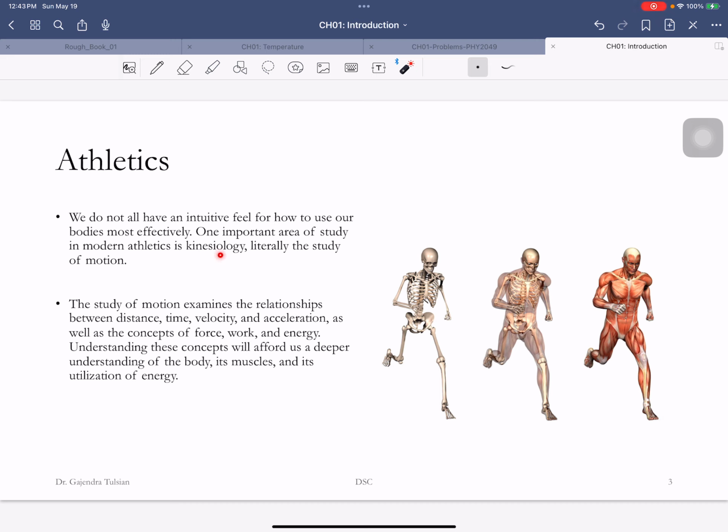And there's a subject called kinesiology. Okay. And the point is the following: we do not have an intuitive feel for how to use our bodies most effectively. Okay. And so kinesiology studies the effective use of that. And so we'll start off by studying motion and examining the relationship between distance, time, and velocity and acceleration. Okay. We'll talk about concepts of force, work, and energy. So understanding these concepts will afford us a deeper understanding of the body, its muscles, and its utilization of energy.